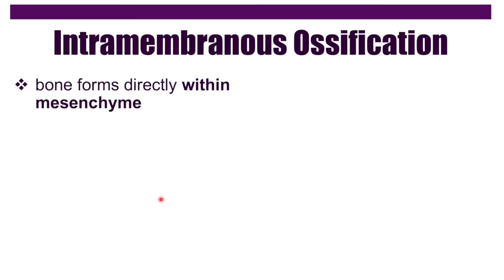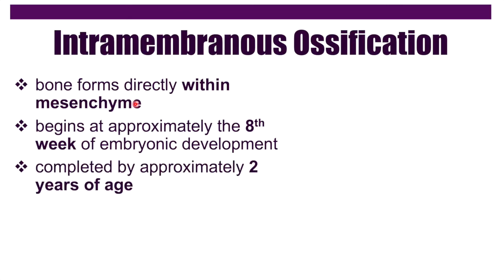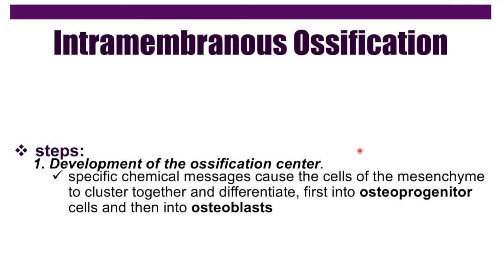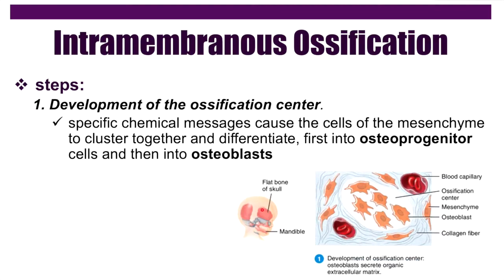In intramembranous ossification, bone forms directly within mesenchyme. This begins at approximately the 8th week of embryonic development until 2 years after birth. Most of the bones in the skull, part of the lower jaw or mandible, and the diaphysis of collarbones or clavicle develop through this method. Let us see how intramembranous ossification occurs. Ossification starts in this site of the membrane called centers of ossification.